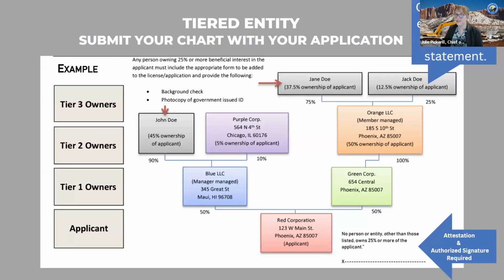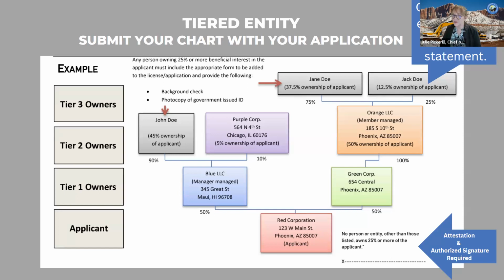All right, I did mention tiered ownership before. As with this example, if you are applying as Red Corporation, so the company applying, and Red Corporation is owned 50% by Blue and 50% by Green, and then there's upper ownership as well. It can go up and up in terms of ownership, but we need that mapped out like this, and you need to submit that with your application.